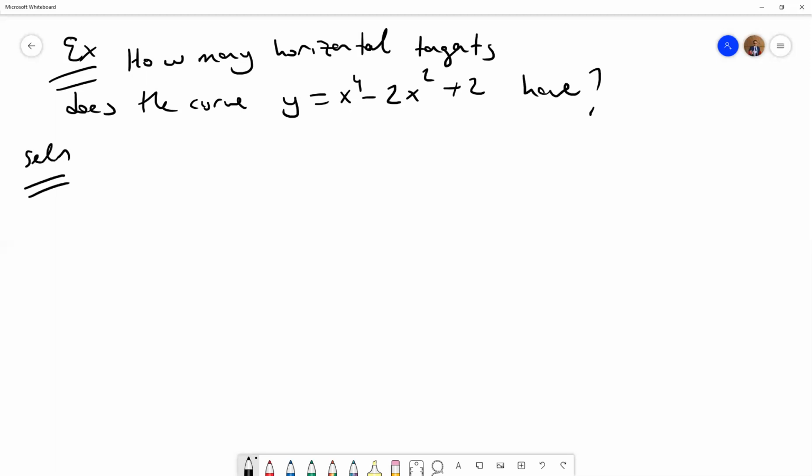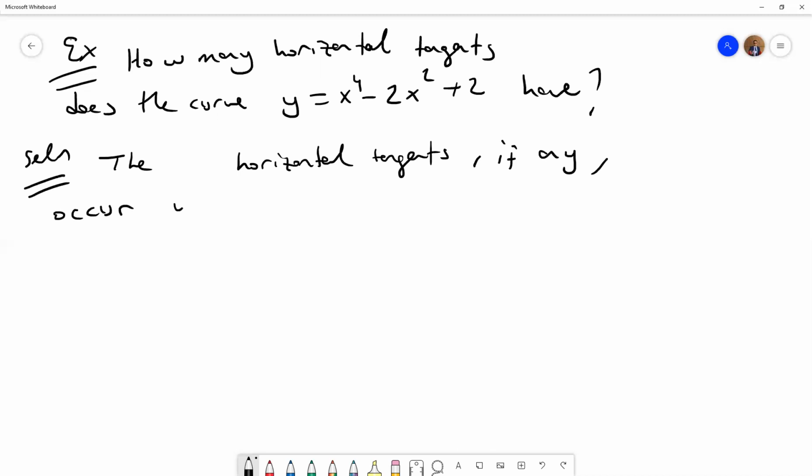For the solution again, you know the horizontal tangents, if any, occur when the slope dy over dx is 0. So let's write it again. The horizontal tangents, of course, if any, occur when the slope dy over dx is 0.